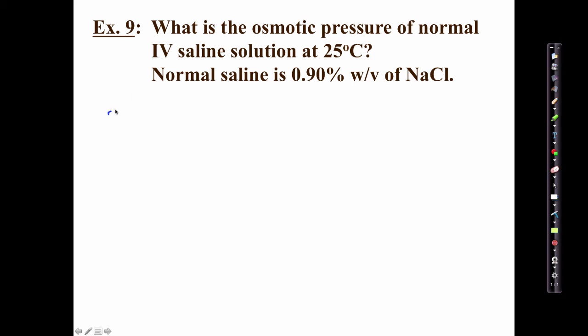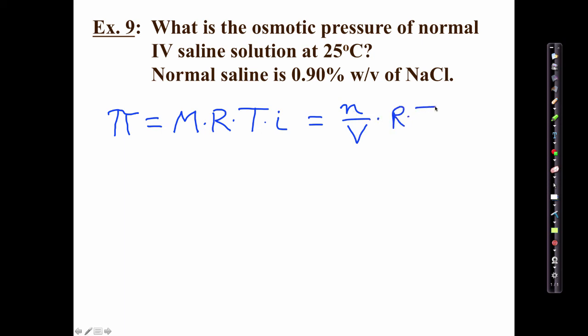So we would like to find osmotic pressure, and what we know is osmotic pressure is molarity times gas constant times temperature times Van 't Hoff factor. Or we could also write it as moles per liter, moles of solute per liter of solution, times gas constant times temperature times Van 't Hoff factor.